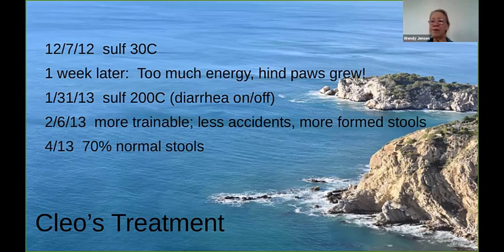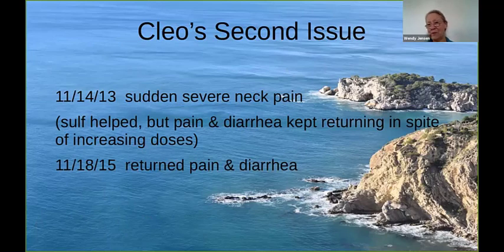And by April, she had 70% normal stools. So it was a good start. We're letting her grow. We're avoiding any more vaccines. And then up comes the next issue.